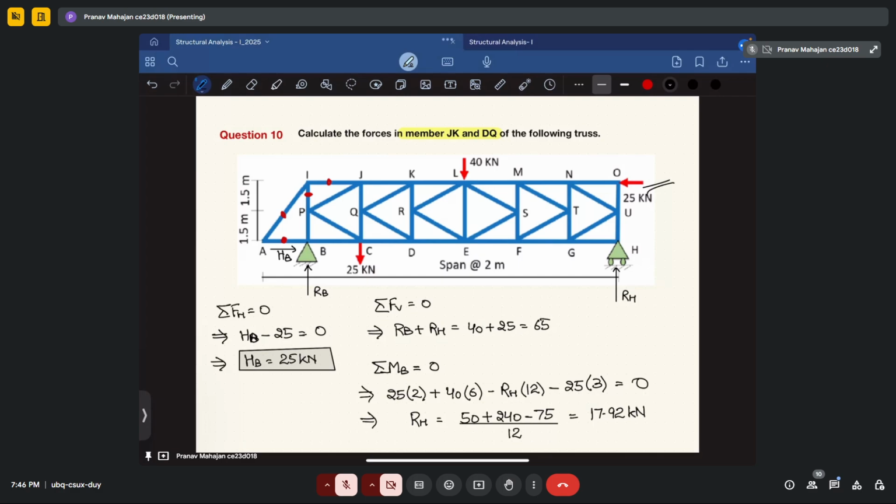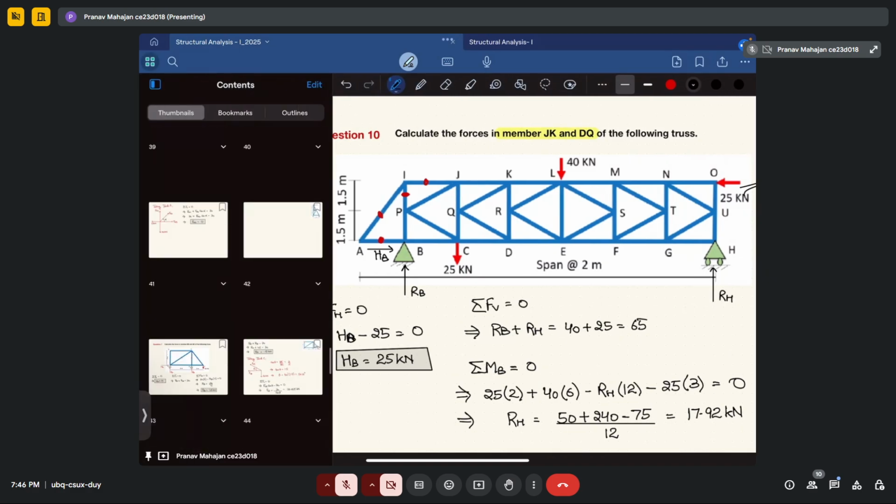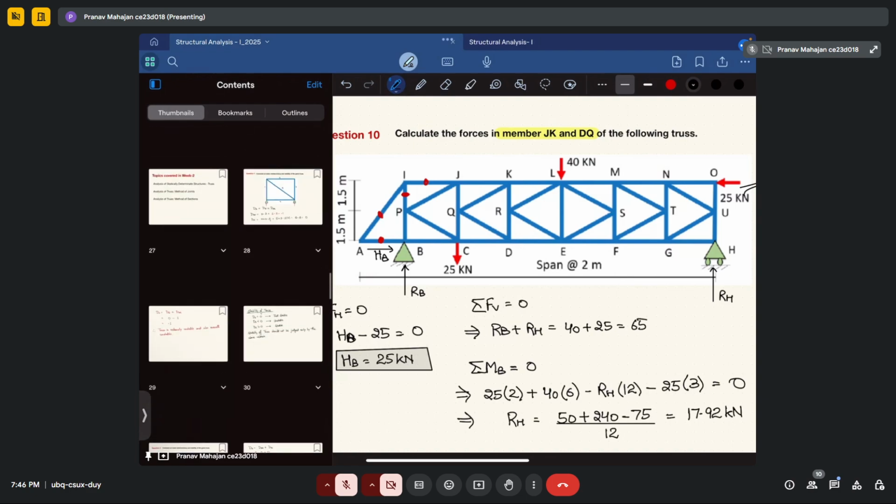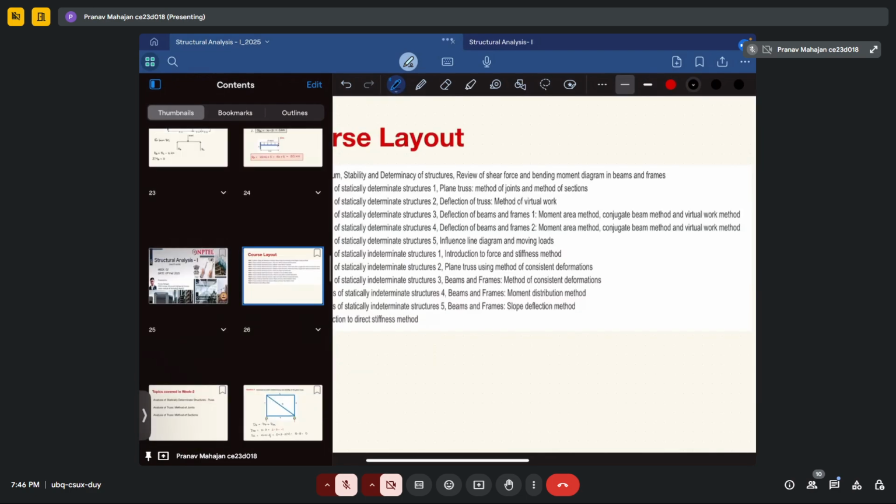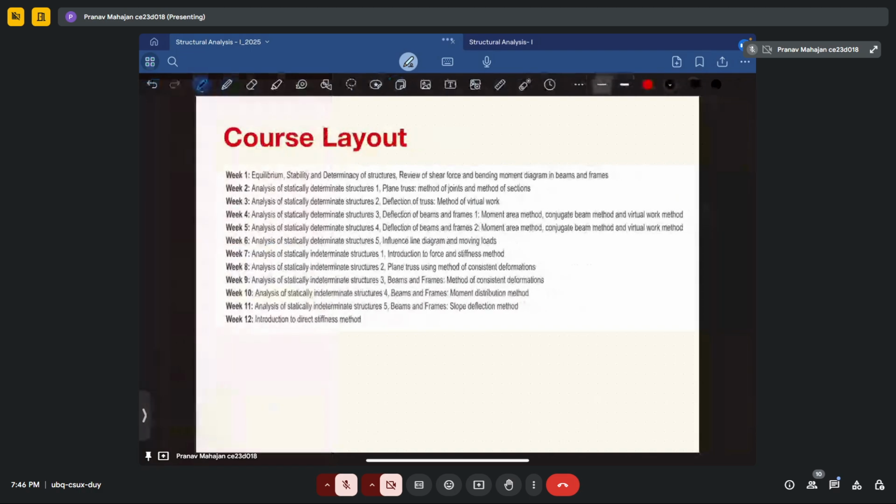This session went too long, so let's meet next Saturday. We will solve problems related to deflections; we will try to determine the deflection in beams using the method of virtual work. Or which method is there? I don't know, I have to see again. So next week we will solve the problems related to deflection using virtual work, and then we will solve the problems related to determining the deflection in trusses.